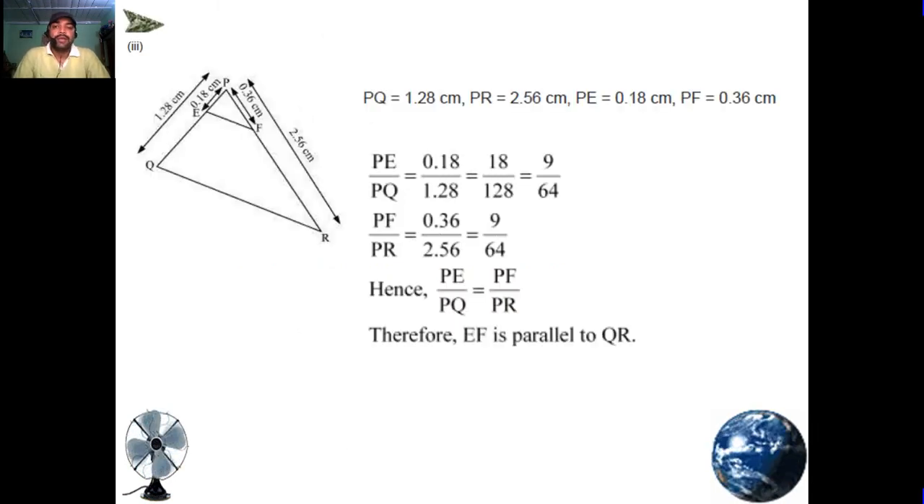Next, third, PQ is equal to 1.28, PR is equal to 2.56 centimeter, PE is 0.18 and PF is equal to 0.36 centimeter. PE upon PQ is equal to 0.18 upon 1.28, that is 9 upon 64. PF upon PR is equal to 0.36 upon 2.56, that is equal to 9 upon 64. Hence PE upon PQ is equal to PF upon PR. Then EF is parallel to QR.